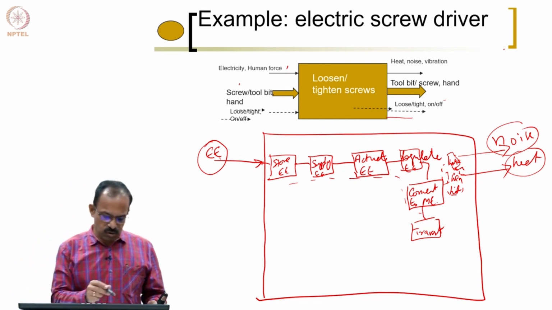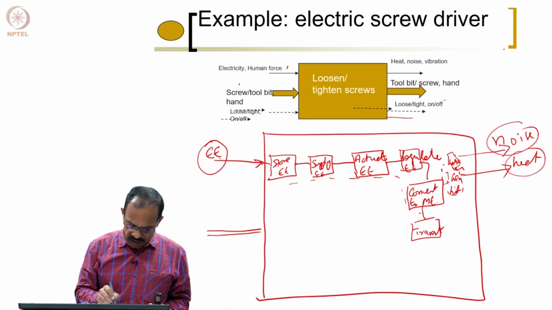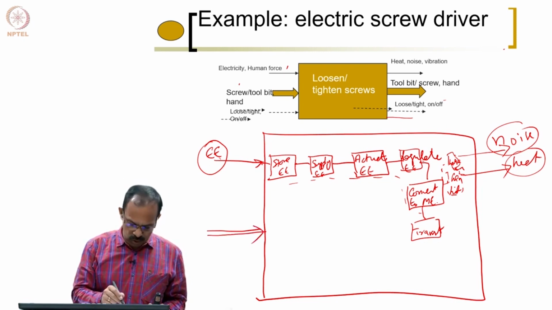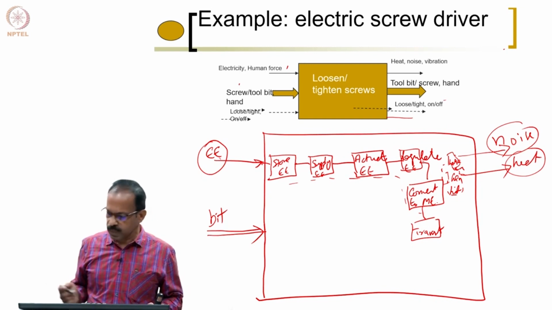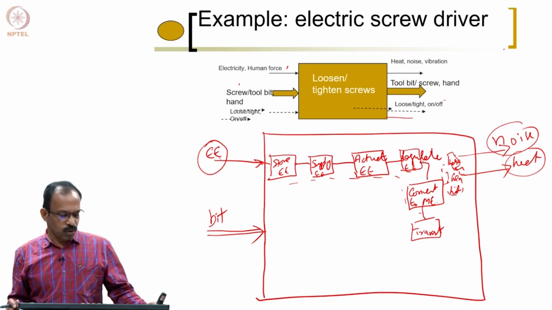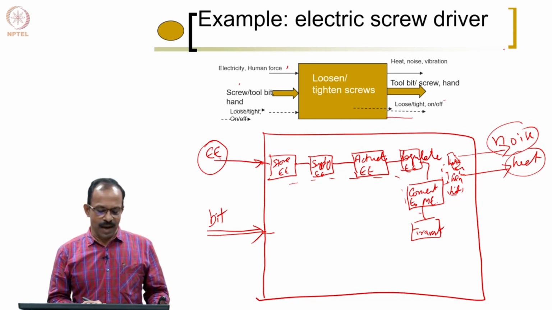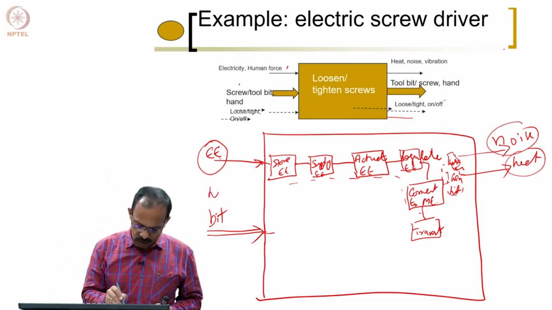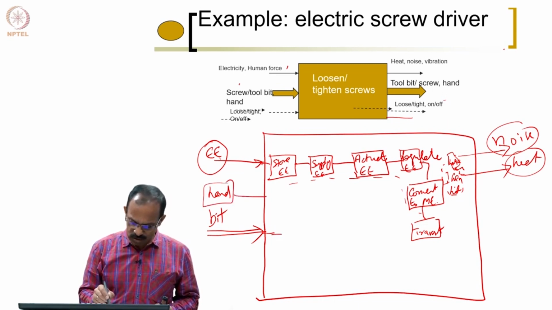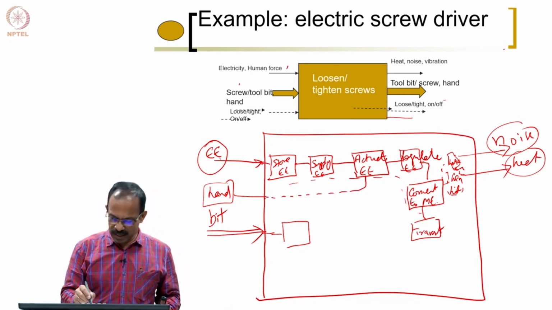Now, the next one is the material. We consider the material going inside. Assume that the tool bit is considered here, so there is a tool bit going inside. The tool bit is taken, and then we will be using our hand also. The hand is also a material going inside. You will be using the hand for many things. One is basically to actuate electricity and regulate electricity.